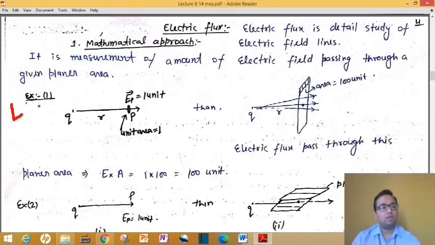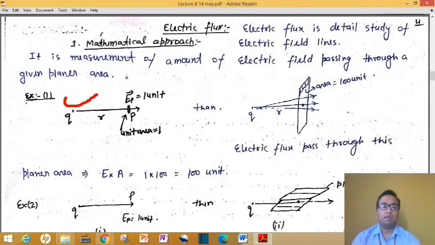I will discuss this concept with some examples. Example 1: we have a point charge, a small q, as you can see. This point charge is kept here, and at a distance r we have a point P. This point has a very small area; its area is 1 unit. If I ask you what is the electric field at this point P due to a point charge at some distance, you will say the electric field is kq upon r square.